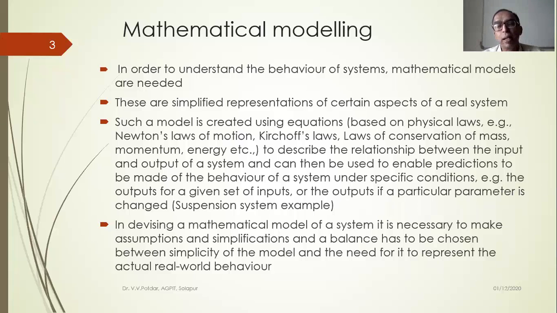In devising a mathematical model of a system, it is necessary to make assumptions and simplifications, of course, and a balance has to be chosen between simplicity of the model and the need for it to represent the actual real-world behavior. So I cannot have a perfect mathematical model. Some assumptions I need to make, but importance should be given. As we talked about the suspension system, my main objective is to improve the comfort of the rider. So motion transmission is sufficient for me.